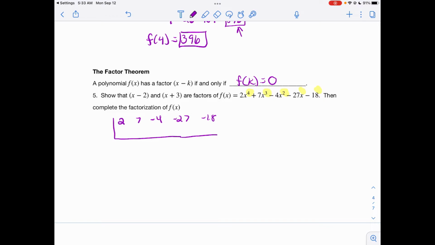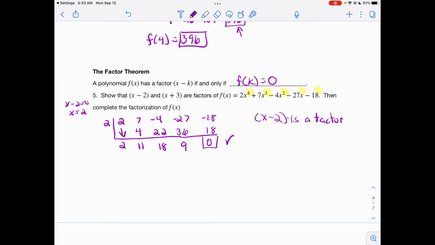And then we have x minus 2, and so positive 2 goes on the outside. Drop down that first term, 2 times 2 is 4. 7 plus 4 gives us 11. 11 times 2 is 22. 22 minus 4 is 18. 18 times 2 is 36. 36 minus 27 is 9. 9 times 2 is 18. Negative 18 minus that is 0. So checked. So I know that x minus 2 is a factor.